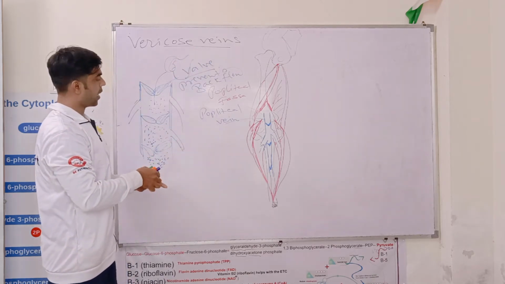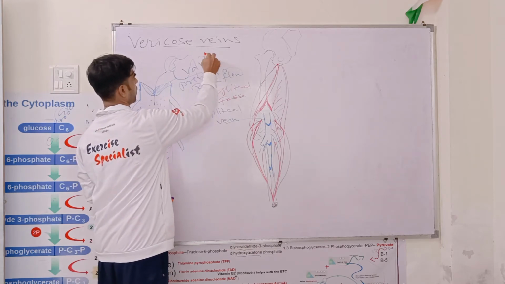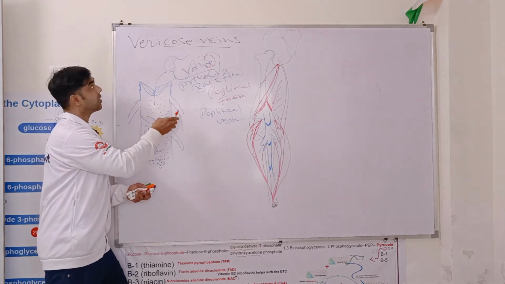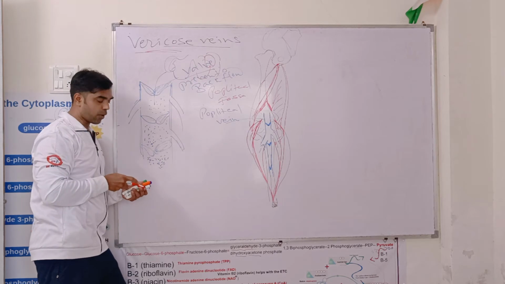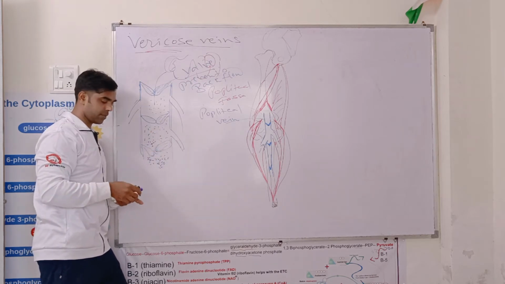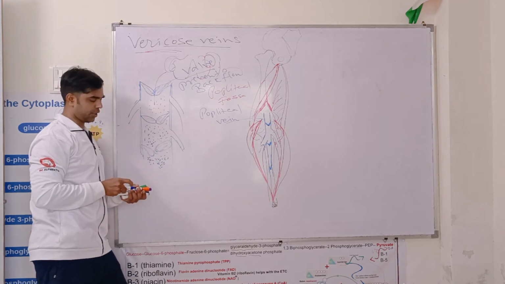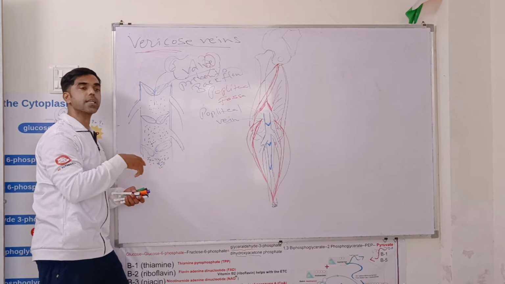At this point we have the left heart. Okay. So why do these varicose veins look dark blue? Because they are collecting deoxygenated blood. They are collecting deoxygenated blood. And they are swollen. These veins are swollen.